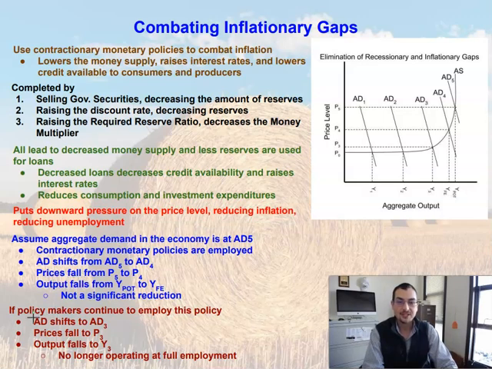But what if we continued to employ this policy? What if we continued to employ these contractionary monetary policies after we hit this full employment aspect? Well, if we do it again, we kind of shut down the economy again. We actually move from AD4 to AD3. And as we shift to AD3, we see that prices fall again, but then our output falls as well. And we are no longer operating at full employment. That's not where we necessarily want to be. We want to be at full employment.